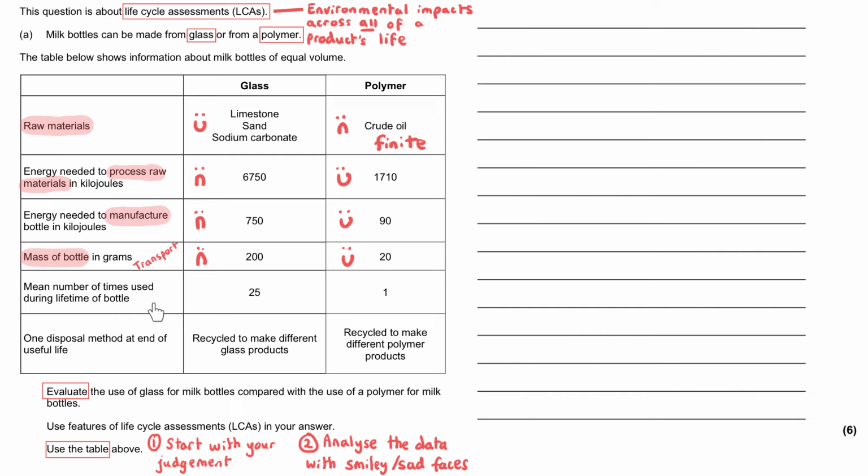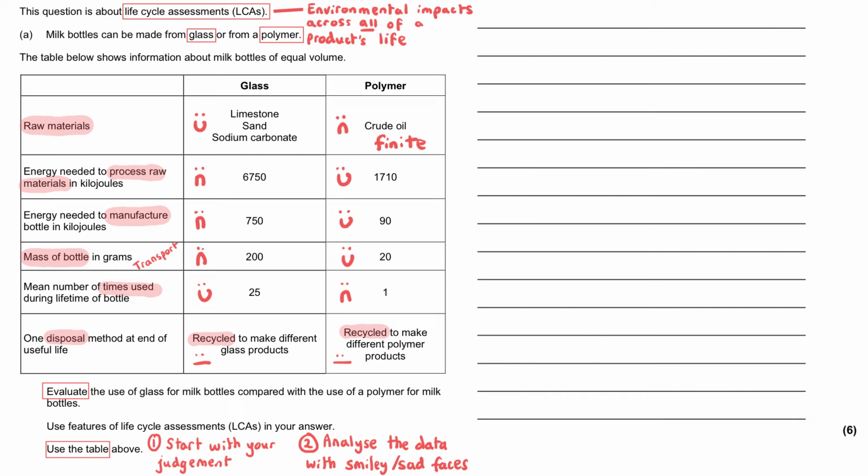The mean number of times this can be used, well, the glass wins this contest because the glass can be used 25 times compared to the polymer's only once. And then the disposal method at the end of the life, we can recycle the glass bottle to make different products, and we can recycle the polymers. And so since they can both be recycled, this is probably a draw.